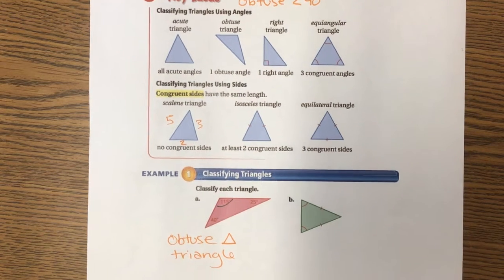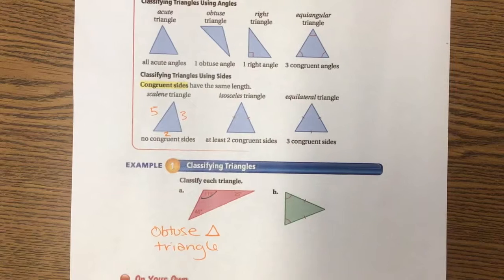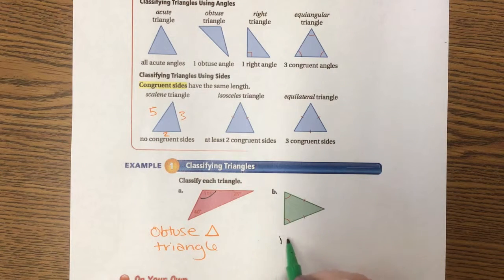Okay, B, we see that we have 2 congruent angles, just 2, but then we also have 2 congruent sides. So this is an isosceles triangle. An isosceles triangle, because we have those 2 congruent sides.